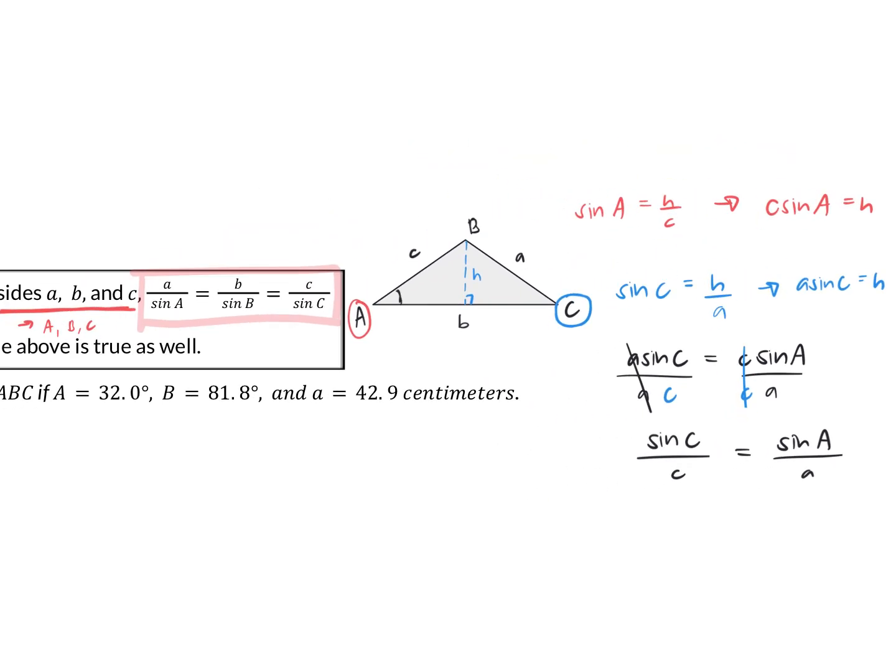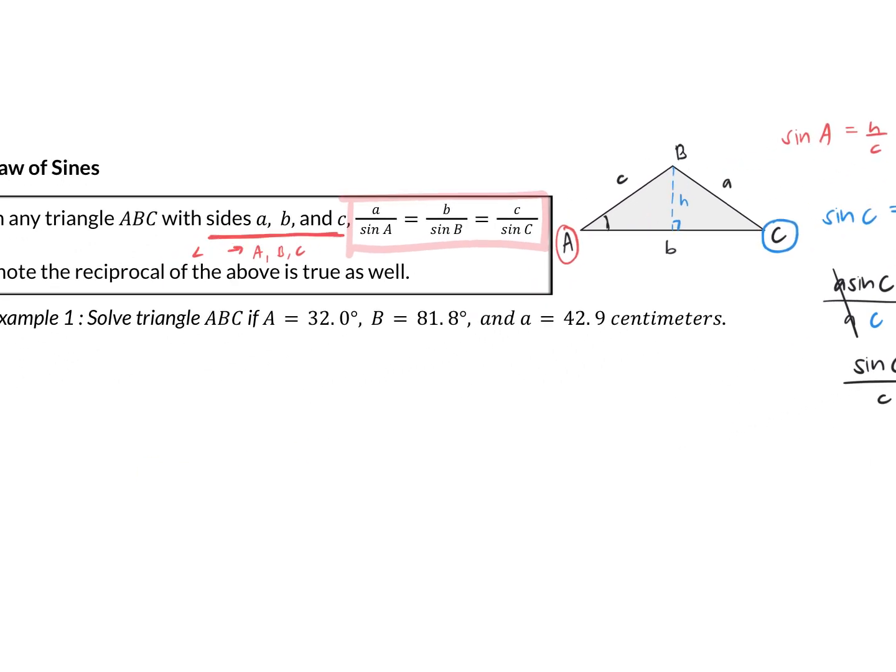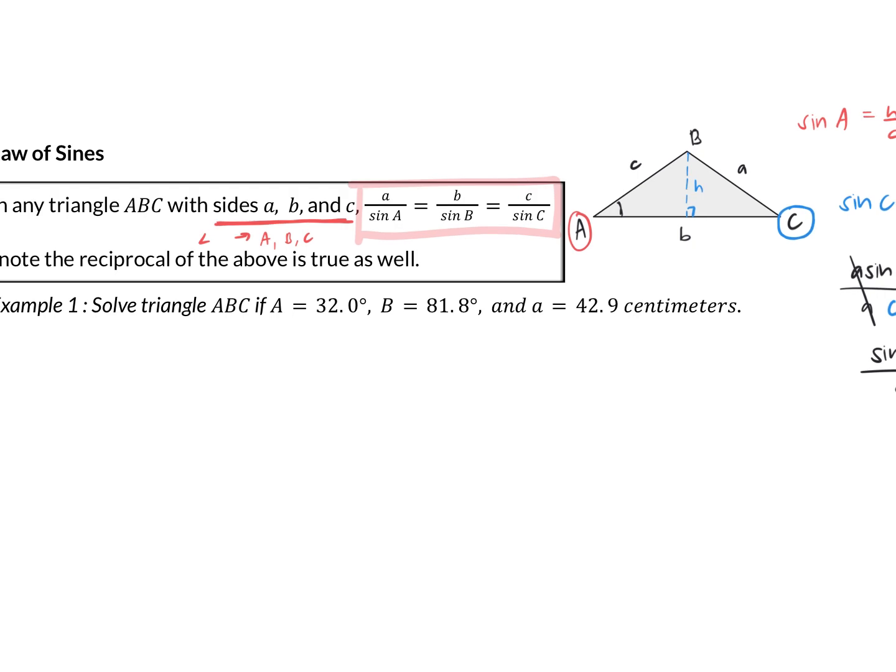So you're going to be given this formula on your quizzes and tests. You just have to be able to use it to find out your missing side lengths and angles, okay? So the first triangle here is that A is 32 degrees, B is 81.8, and side length a is 42.9. So first thing we want to do is draw ourselves a little triangle.